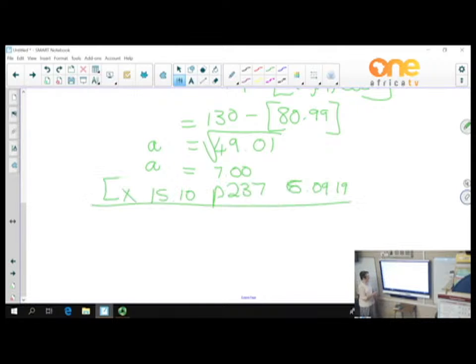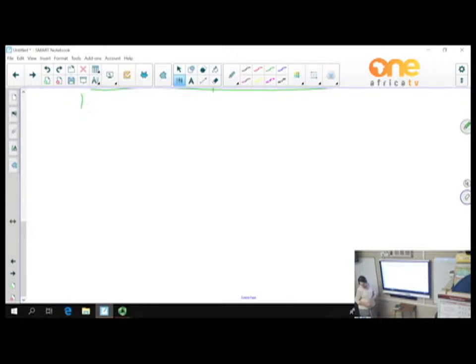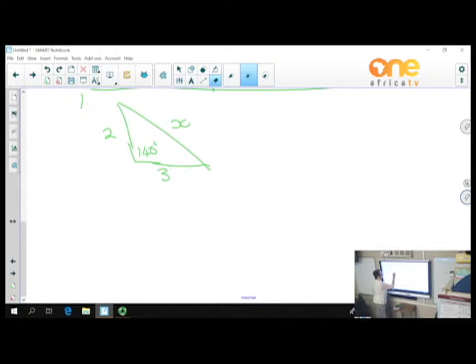Okay, so the first one we're going to do together. Look at the picture there, but I'm also going to draw it so that we just see it. 2, 3 and 140. So the first step is to substitute that formula, but let's first write down the formula. What is the formula? A squared is equal to b squared plus c squared minus 2bc cosine A.